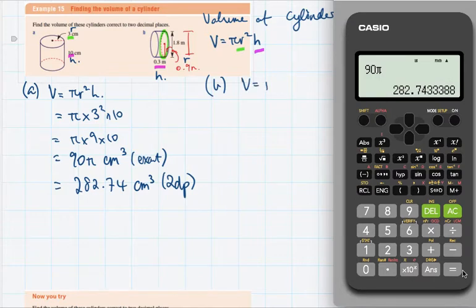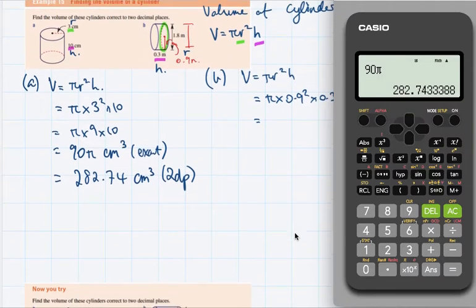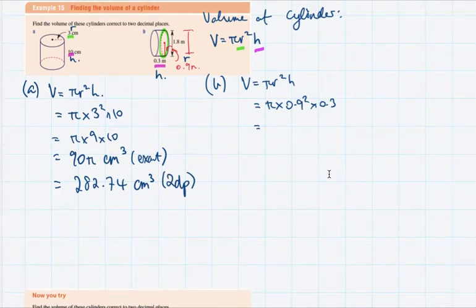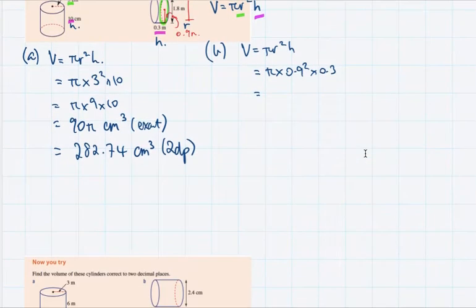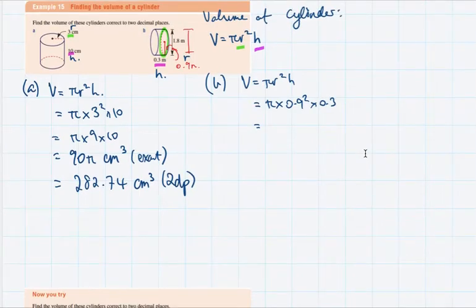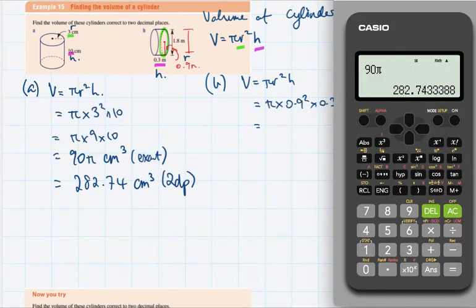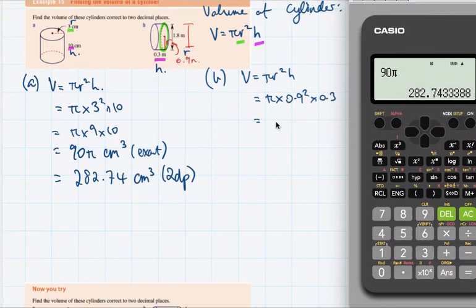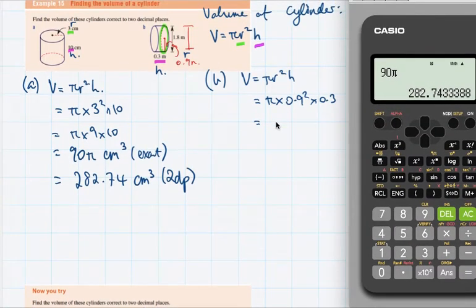V is equal to pi r squared h. Let's sub in. Pi times by 0.9 squared times by 0.3. And then, let's see if I can just get that. It doesn't want to go across any further for some reason. So what I'll do is I'll just move this a little bit to the side. There we go. So hopefully you can see that okay. Okay, now let's just put that in.